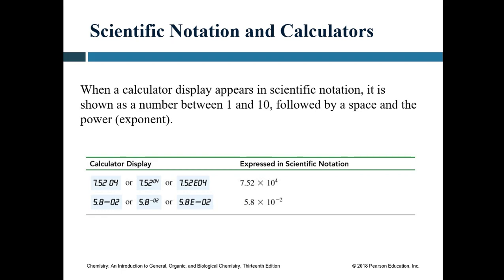All right. So then if your calculator looks like this, so let's go backwards. If your calculator looks like this, let's see what that really means. 7.52 times 10 to the 4th. Or if it's like this, it's going to be 7.52 times 10 to the 4th. Or it might look like a 7.52 E04, which means 7.52 times 10 to the 4th. Conversely, 5.8 and a -02 would mean 5.8 times 10 to the -2. Or if it was 5.8 E-02, 5.8 times 10 to the -2.